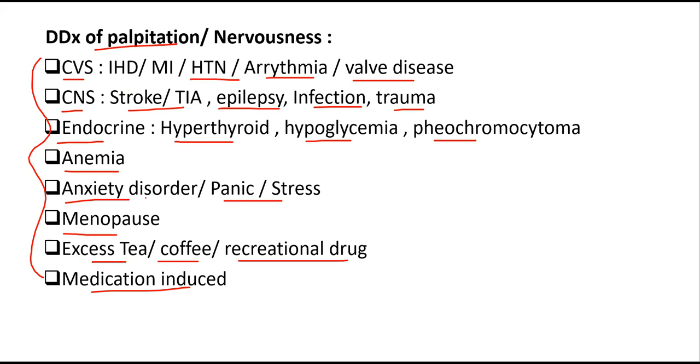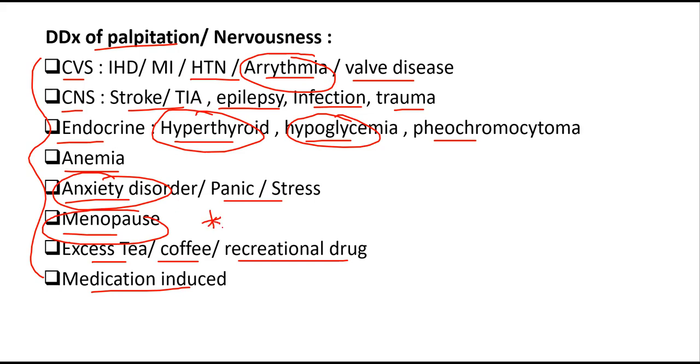Now for exam purposes, the most important is arrhythmia. Lots of arrhythmia-related cases come in the exam, such as atrial fibrillation, SVT, atrial flutter. Okay, and then sometimes we have seen hyperthyroidism can come, hypoglycemia can come as nervousness, and obviously anxiety disorder is a part of psychiatry cases. Menopause, very important. It comes with nervousness or palpitation.